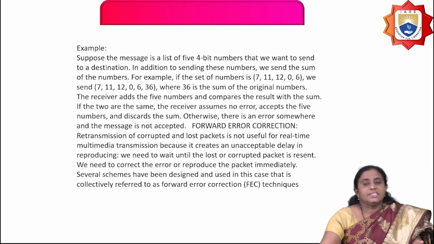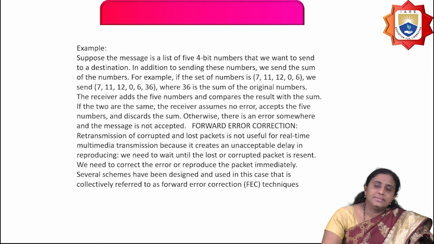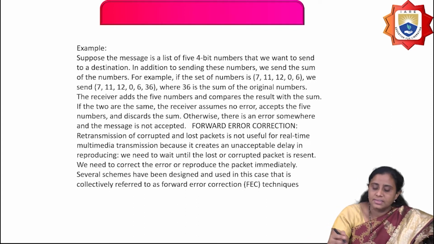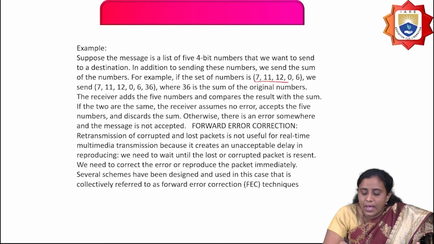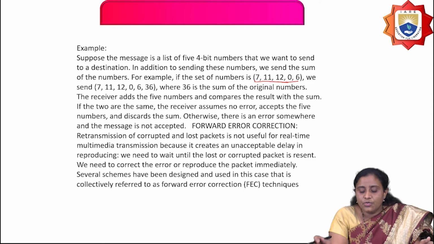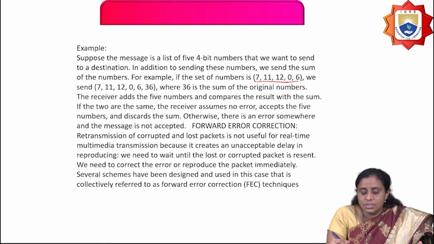For example, suppose the message is a list of 5 4-bit numbers that we want to send from one source to the destination while we are in the data link layer. In addition to sending these numbers, we send the sum of the numbers. For example, if the set of numbers is 7, 11, 12, 0, 6, we identify this as a set of 5 numbers.